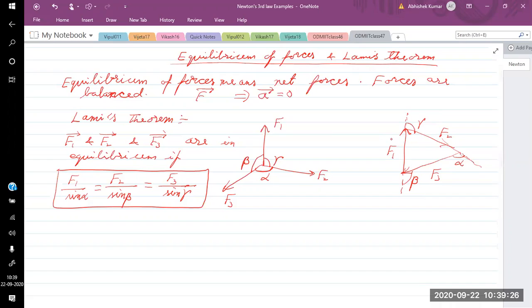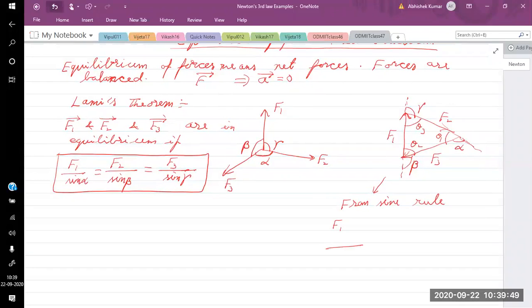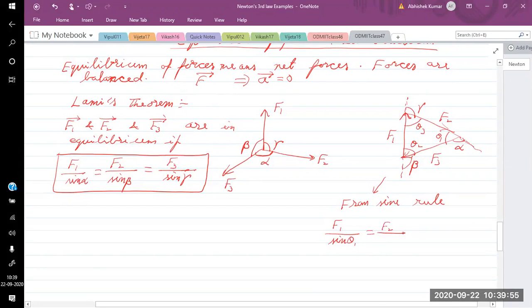And in this case, we can write the angles according to sine rule. Suppose this is theta 1, this is theta 2, and this is theta 3. From sine rule, we can write F1 by sine theta 1, F2 by sine theta 2, and F3 by sine theta 3. So this we can write for three forces and three internal angles between them, according to sine rule.